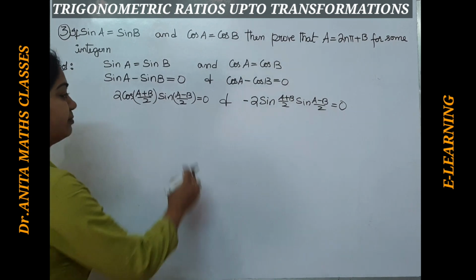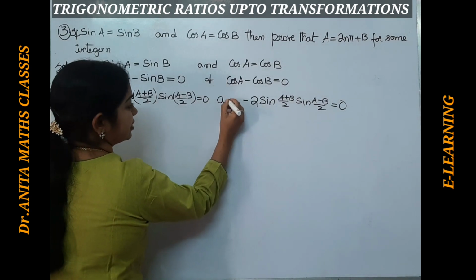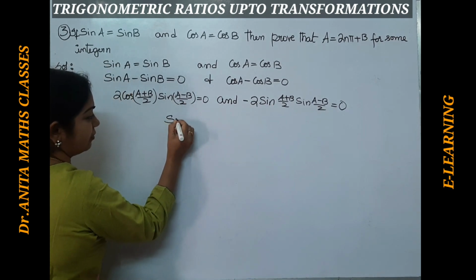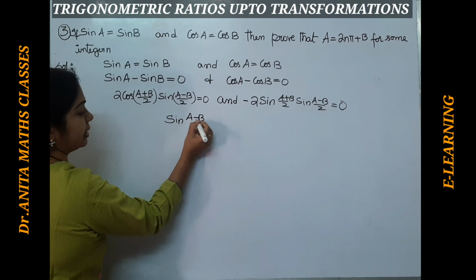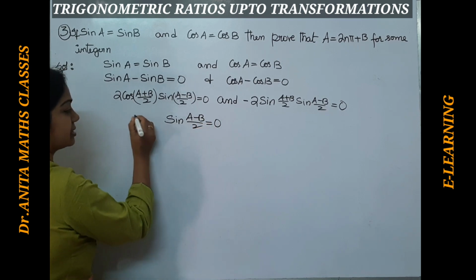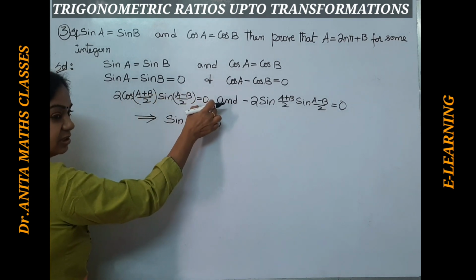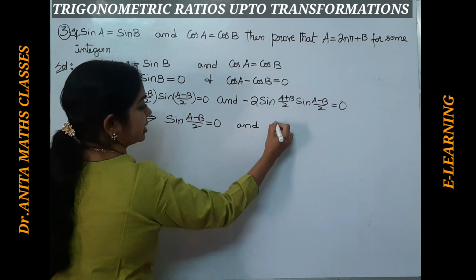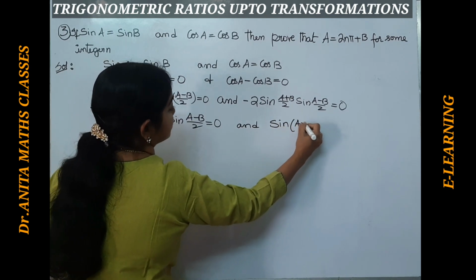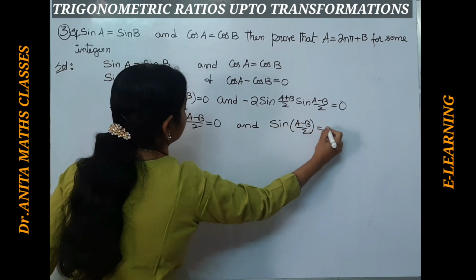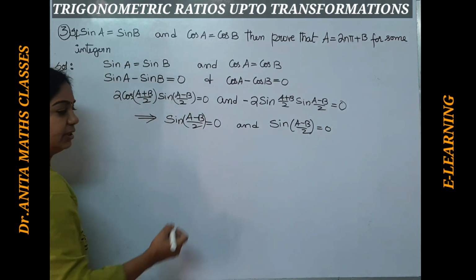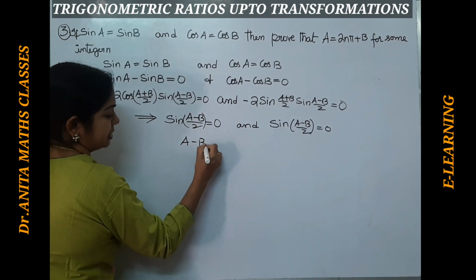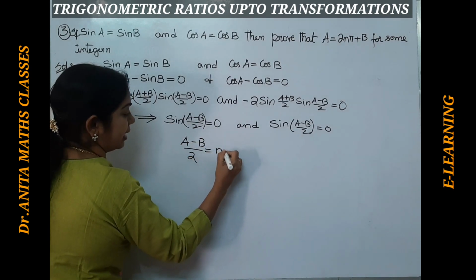From these two conditions, we can conclude that sin((A-B)/2) equals 0. I can shift this here, it becomes 0, and this you can shift here, it becomes 0. So here also we can take sin((A-B)/2) equals 0. That means (A-B)/2 is equal to n pi.